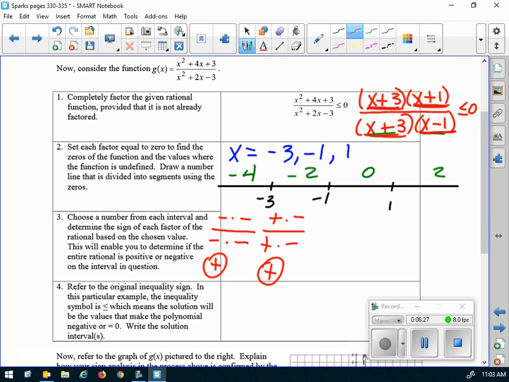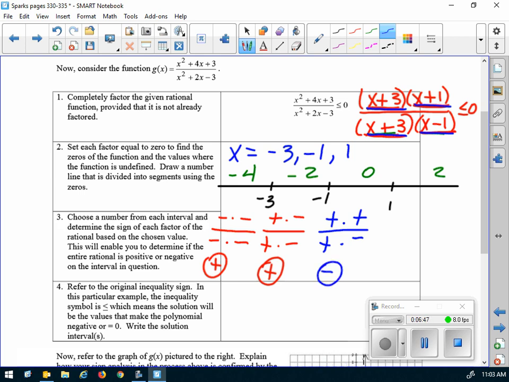When x is 0, 0 plus 3 is positive, times 0 plus 1 is positive, divided by 0 plus 3 is positive, times 0 minus 1 is negative. That gives me a positive divided by a negative, which is a negative.